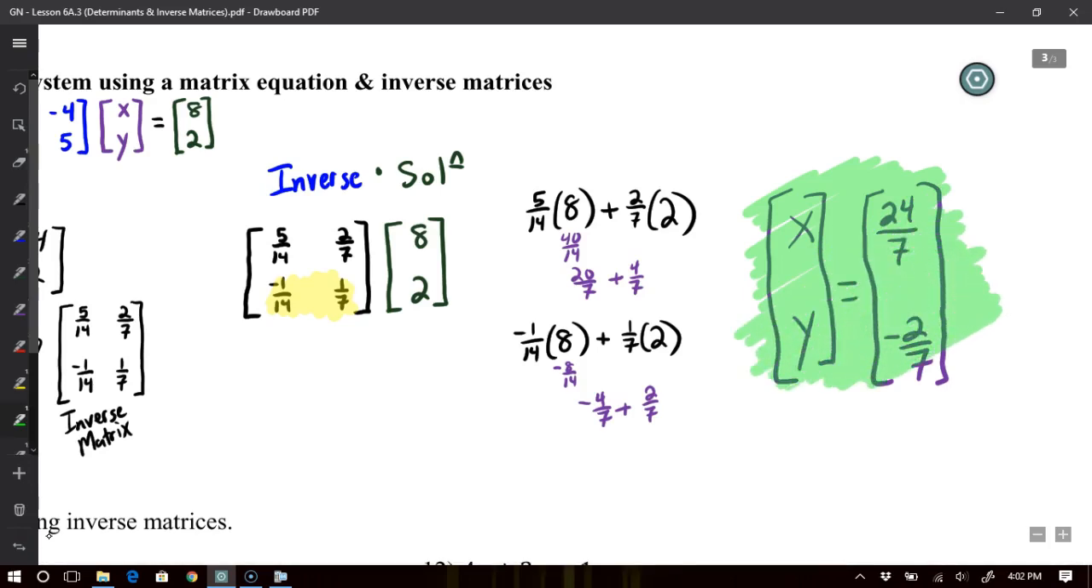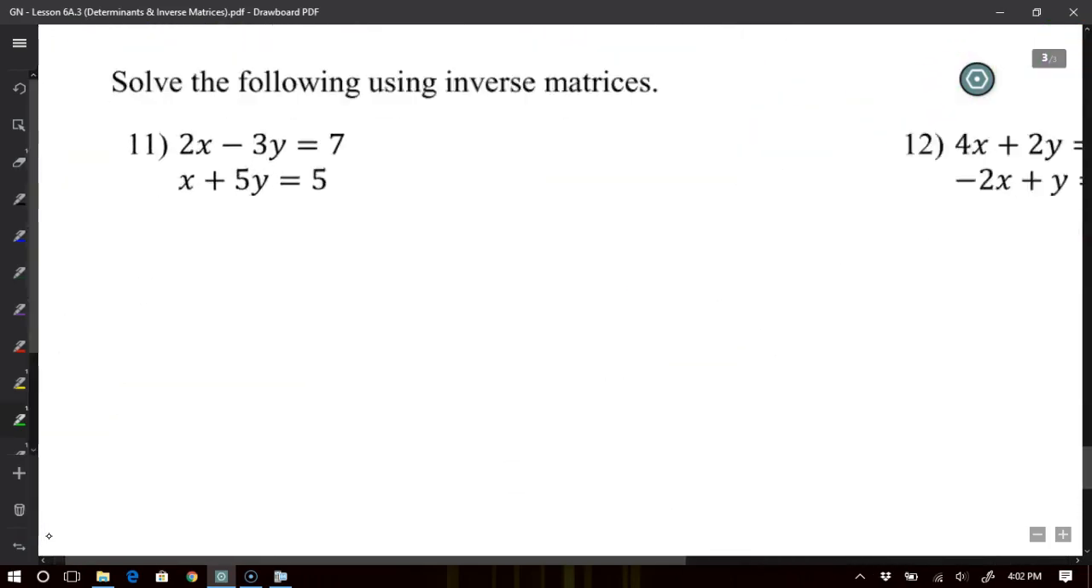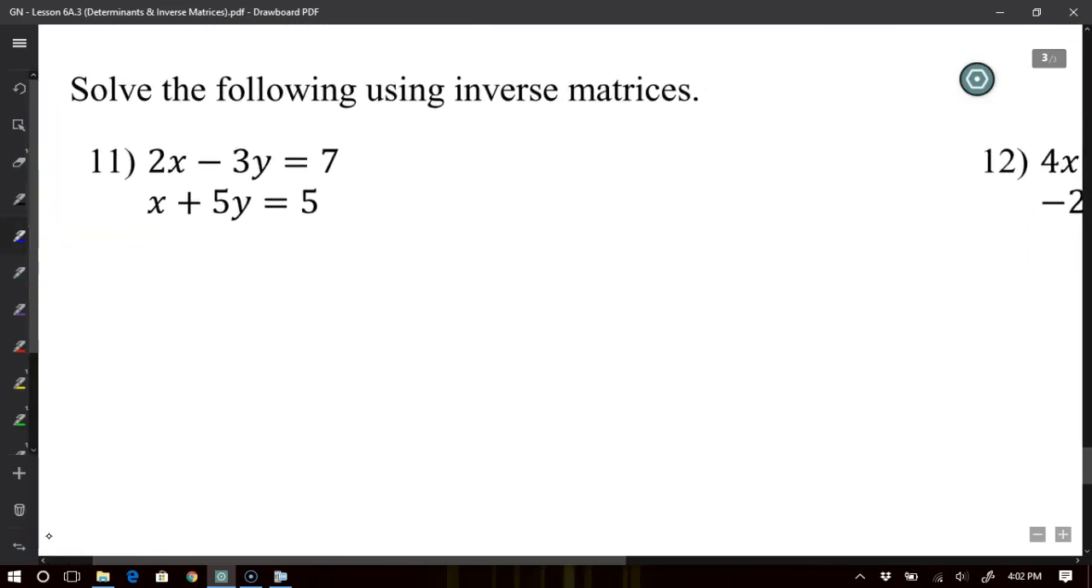So what's nice is if we were doing substitution or elimination, you'd have to work a lot with the fractions. And in this case, working with the fractions was not too hard here. Let's try another one. So first up is always your matrix equation.